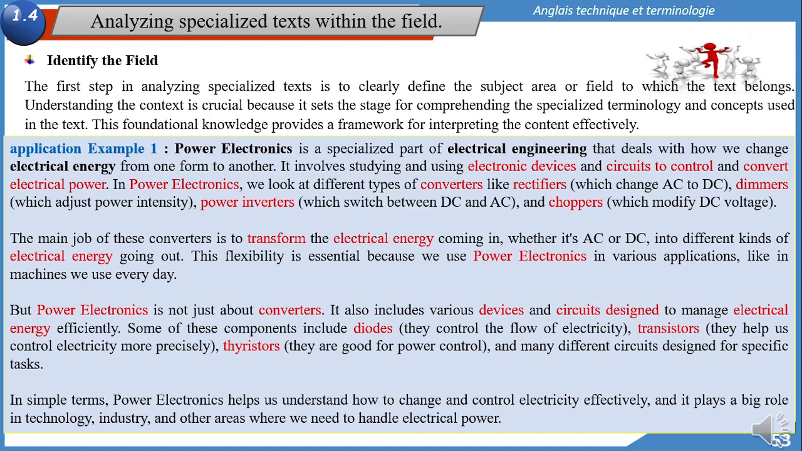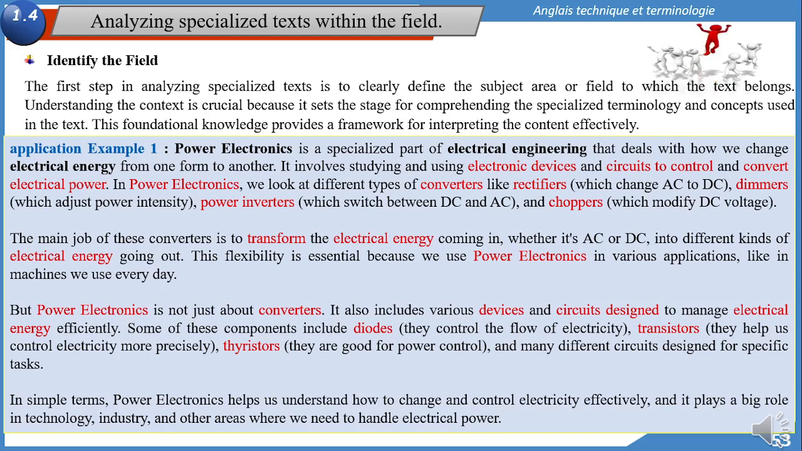The main job of these converters is to transform the electrical energy coming in, whether it's AC or DC, into different kinds of electrical energy going out. This flexibility is essential because we use power electronics in various applications, like in machines we use every day. But power electronics is not just about converters. It also includes various devices and circuits designed to manage electrical energy efficiently.